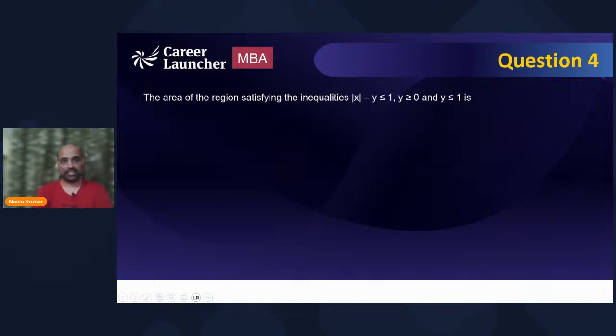Okay, next one. The area of the region satisfying the inequalities mod x minus y less than equal to 1, y greater than equal to 0, and y less than equal to 1. So what we can do is rewrite the first one as y greater than equal to mod x minus 1. I hope you understand how I have rearranged. I've taken y on one side and everything else on the other, then brought y on the left hand side, so that's easier. So first of all, I need to draw a graph of this.